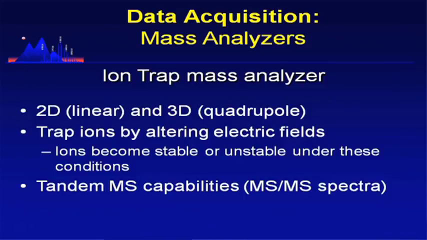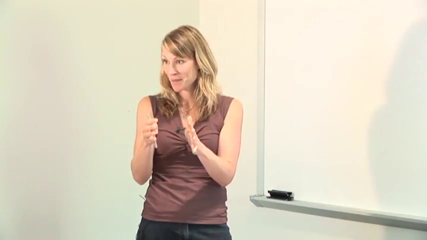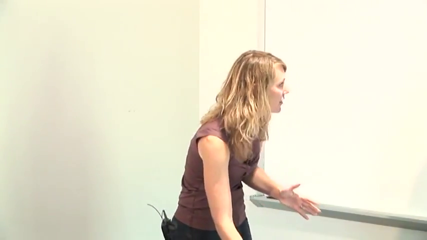Okay? So the way these work is very similar to a quadrupole, except that instead of letting ions of a particular mass to charge cycle through, you can trap them. So it's like a quadrupole with a cap on each end. You put the molecules in there, and then you put a cap on them, and then you can get rid of the ones you don't want, but the one you want stays in the trap.